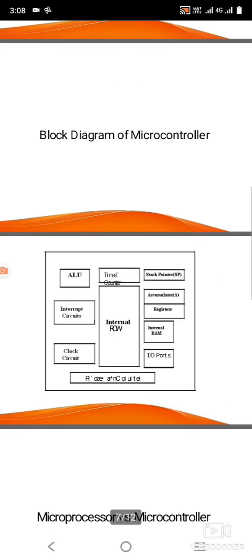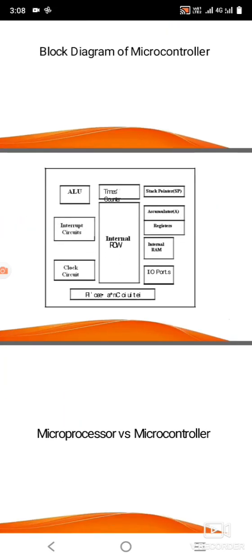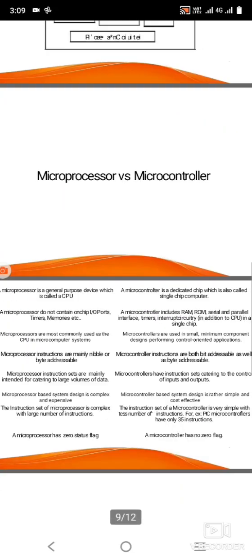This is a block diagram of a microcontroller. A microcontroller is a versatile interfacing processing unit. We see the block for the ALU, for arithmetic and logical purposes. Next, the interrupt circuit. The interrupt circuit is for interfacing with external and internal devices, as are the clock circuit, timer counters, stack pointer, accumulator, registers and internal RAM, and IO ports.